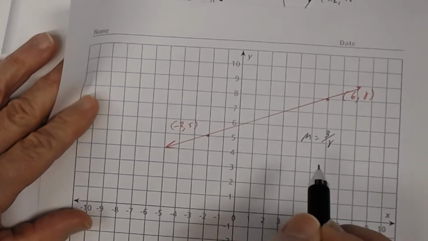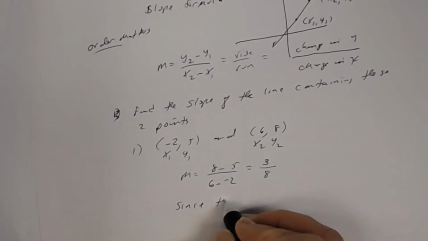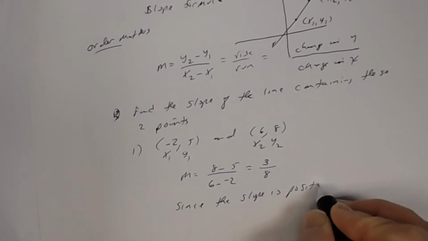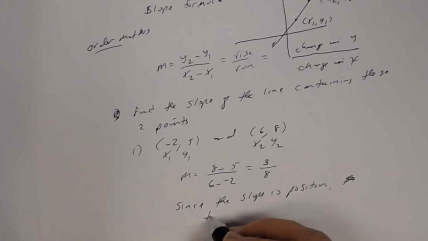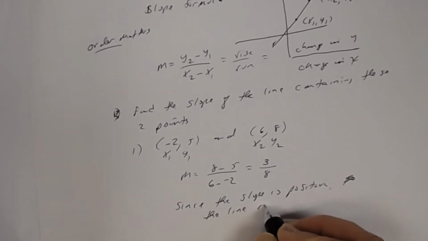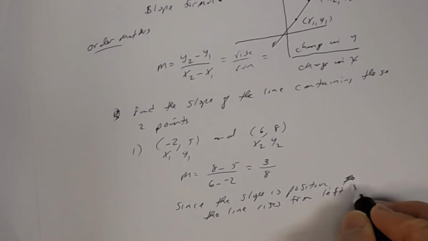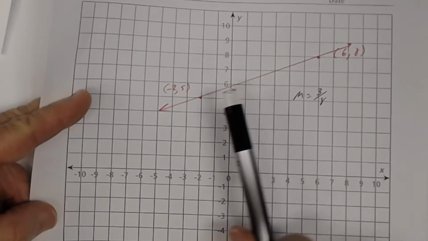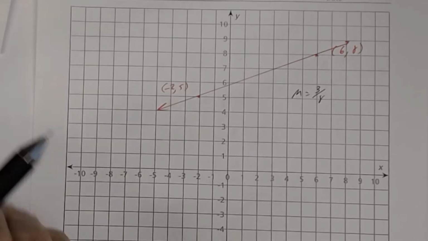Now, here's something I want to remind you of. Okay, so listen carefully. Since the slope is positive, the line rises. So the line rises from left to right. Okay, so notice our line is rising, right? So as I go from left to right, our line is rising.